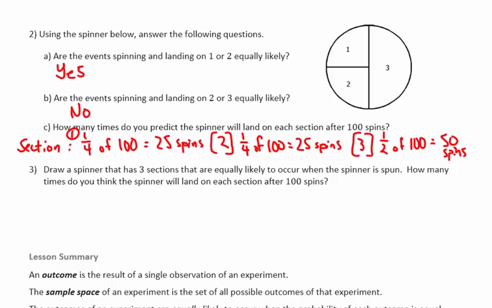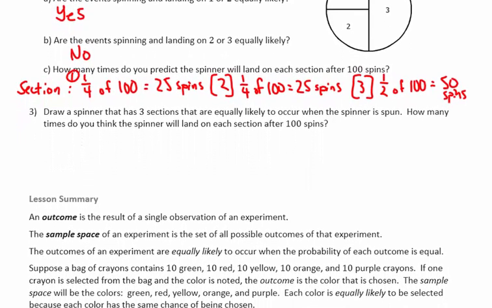Draw a spinner that has 3 sections that are equally likely to occur when the spinner is spun. How many times do you think the spinner will land in each section after 100 spins? I'd like you to try this one. You're going to draw a spinner, 3 sections, and make each section, 1, 2, and 3, equally likely to occur when it's spun. Then tell me how many times that it would land on each section after 100 spins.